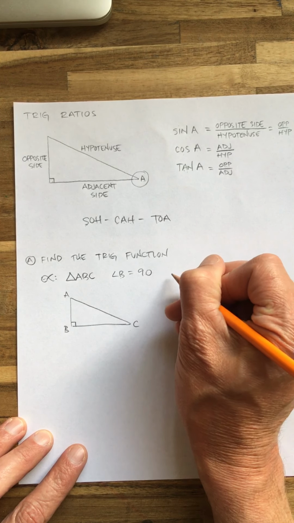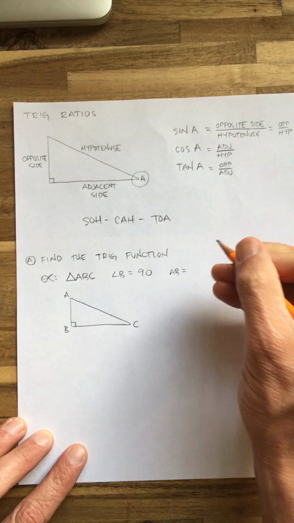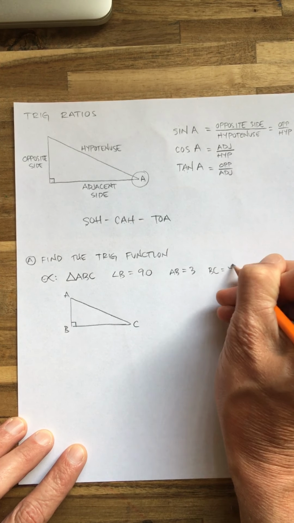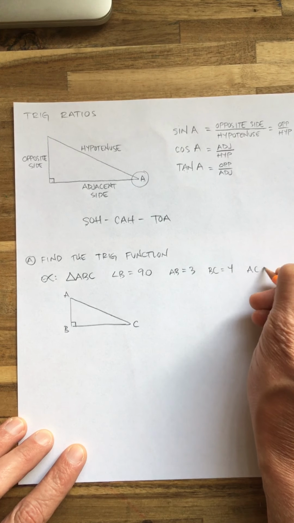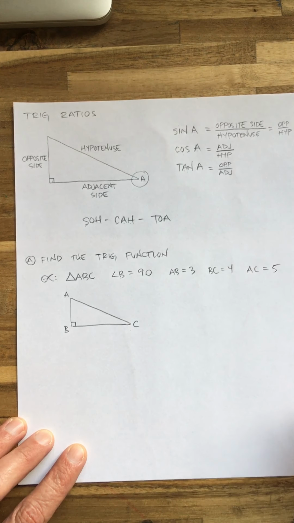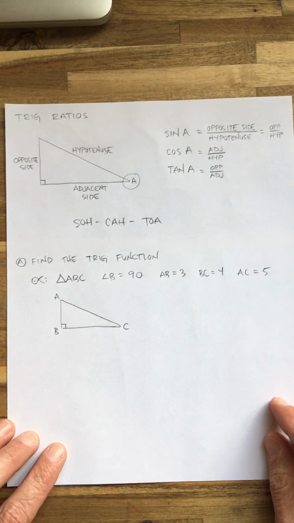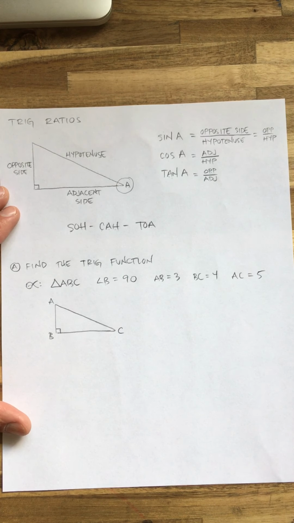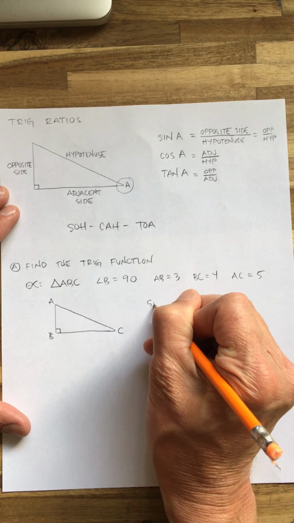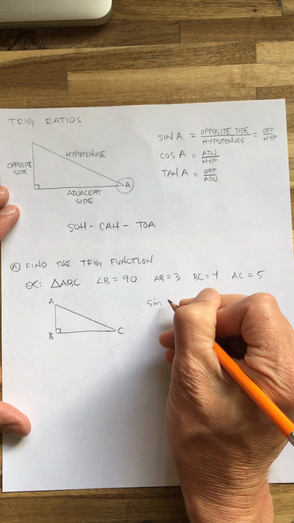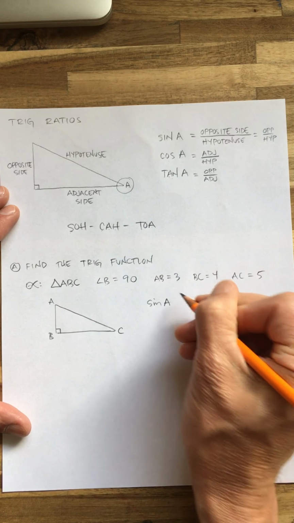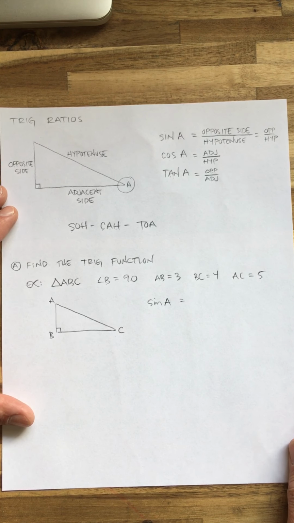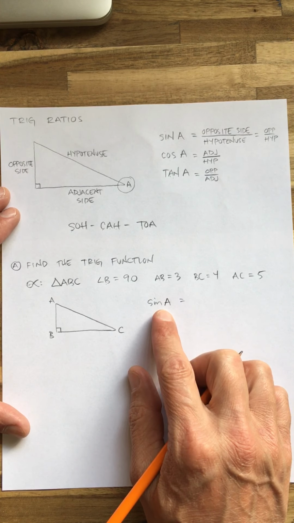Then it says that AB equals 3, BC equals 4, and AC equals 5. All right, so now I'm going to ask you to find the sine of angle A. Now here's how it gets challenging. I want you to find the sine of angle A.